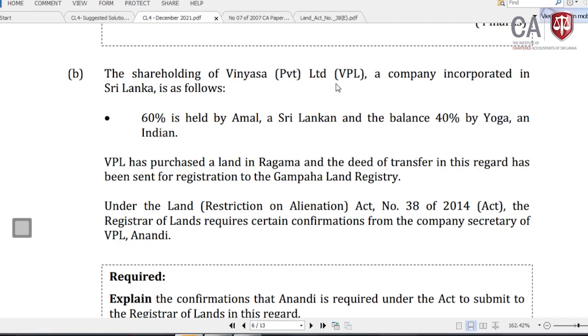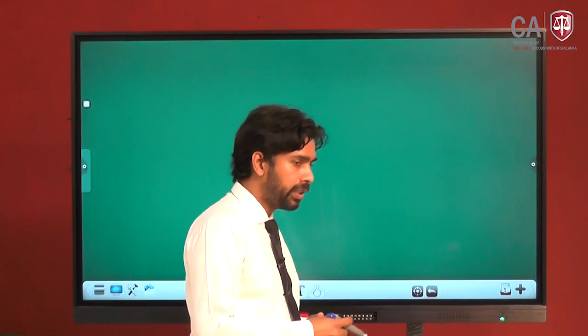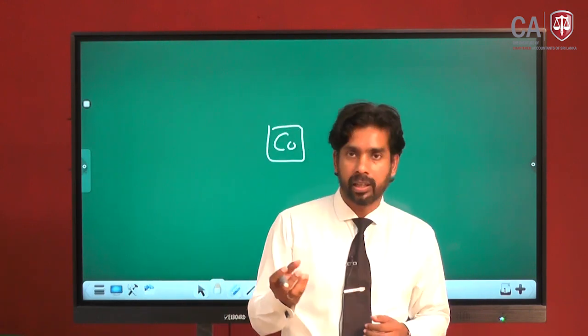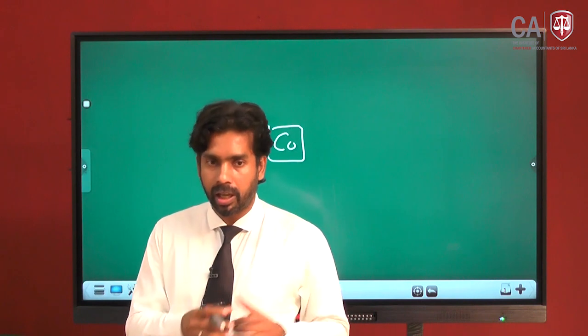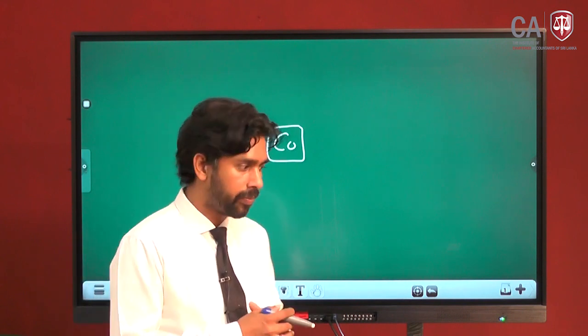Accordingly, a company with a foreign shareholding can only acquire a property if the foreign shareholding in that company is less than 50%. Therefore, if it is a company with a foreign shareholding, you always have to check the percentage of the foreign shareholding. According to this example, the company has purchased a property in Ragama. And now they have to register the deed of transfer in the Gampaha land registry.